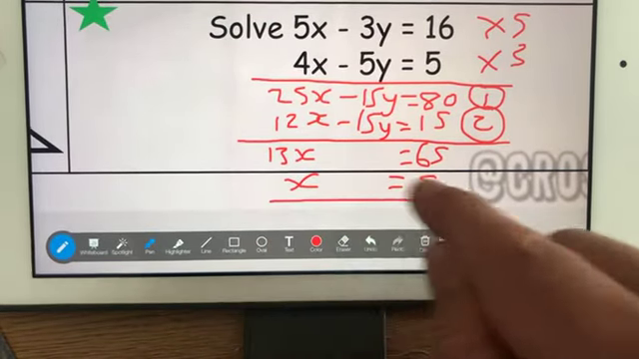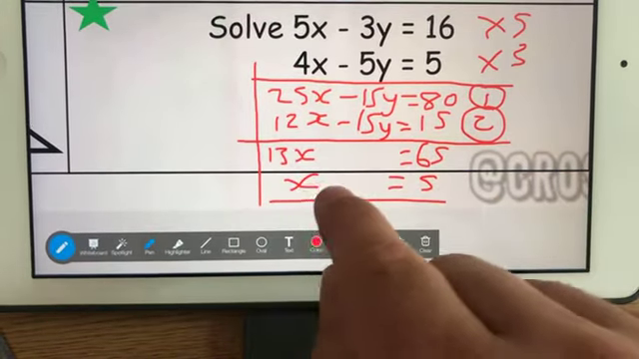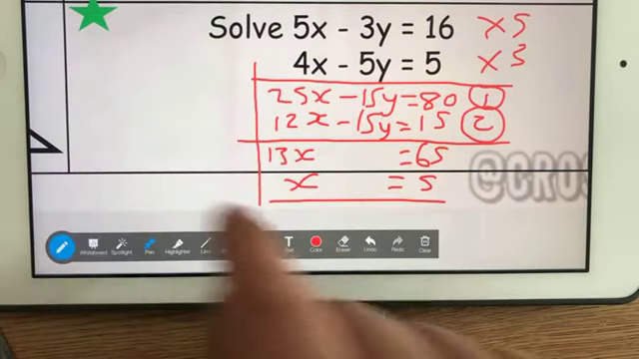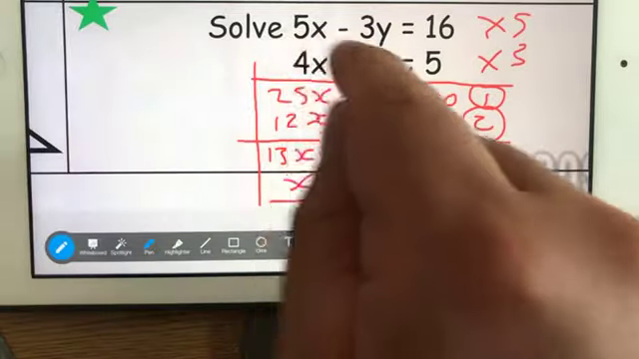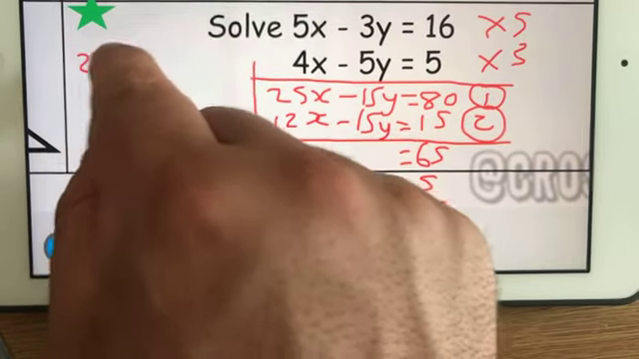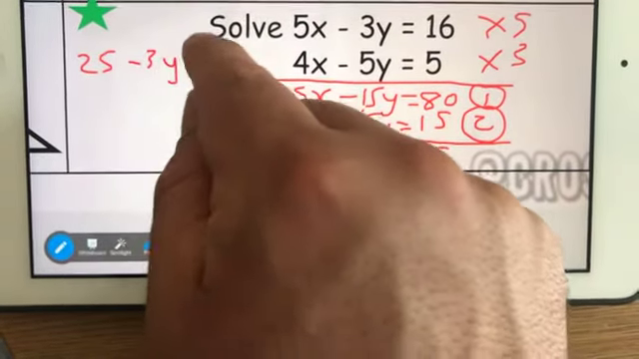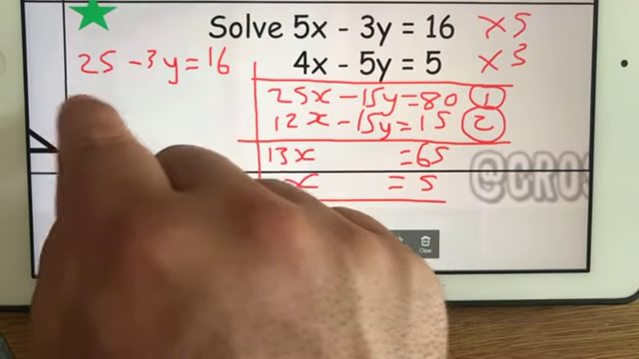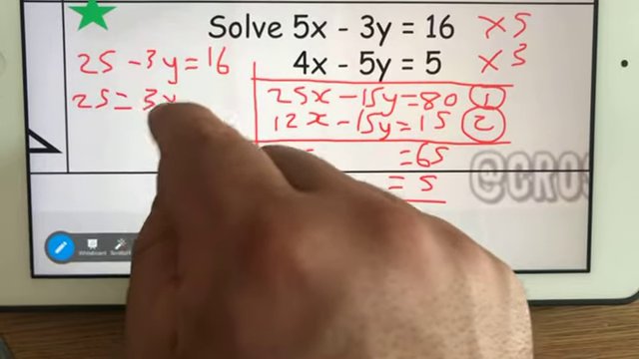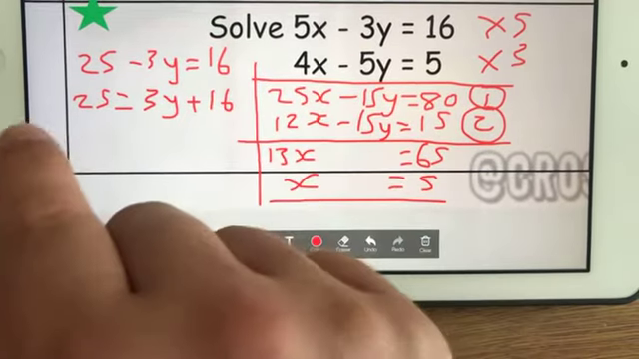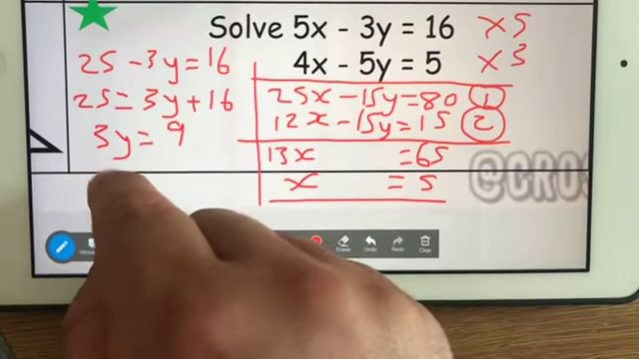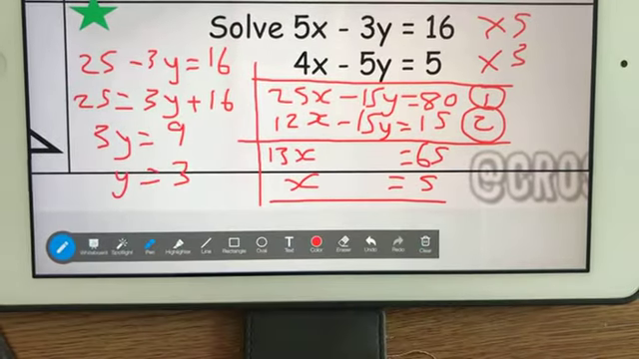Once I know what x is, okay, and I'm going to do this bit up on the left-hand side, I'm going to substitute that back into one of these. I'm going to pick the top one. So I know x is 5, so 5 times 5 is 25. 25, take away 3y, equals 16. If I add 3y over this side, I end up with 25 equals 3y plus 16. If I take away 16, now I end up with 3y equals 9. If I divide through by 3, y would have to give you an answer of 3. That's worth 3 points.